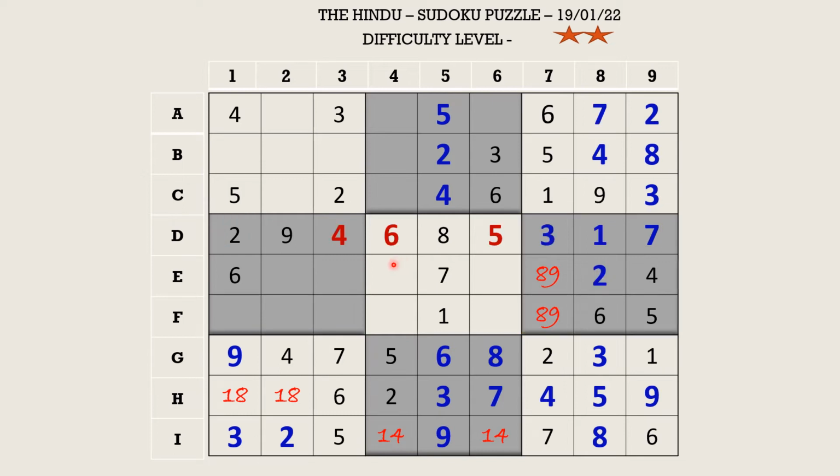Let's try to fill the 5th block. There is a 2 in E row and a 2 in column 4 blocking these 3 cells. So F6 takes 2.